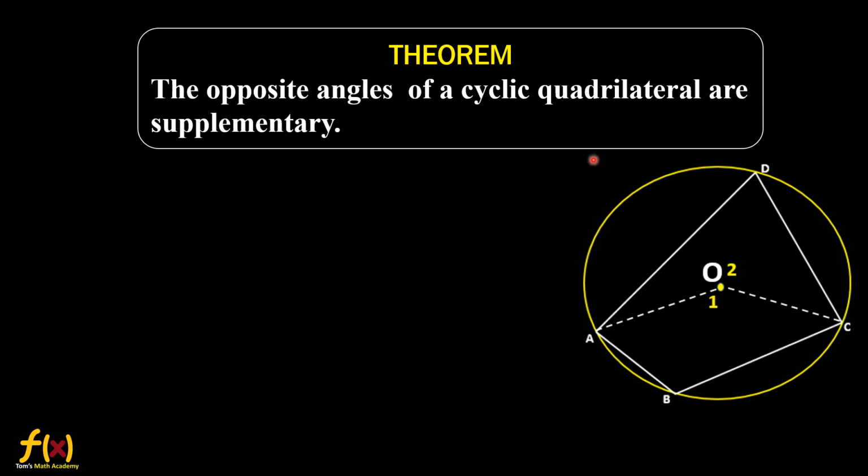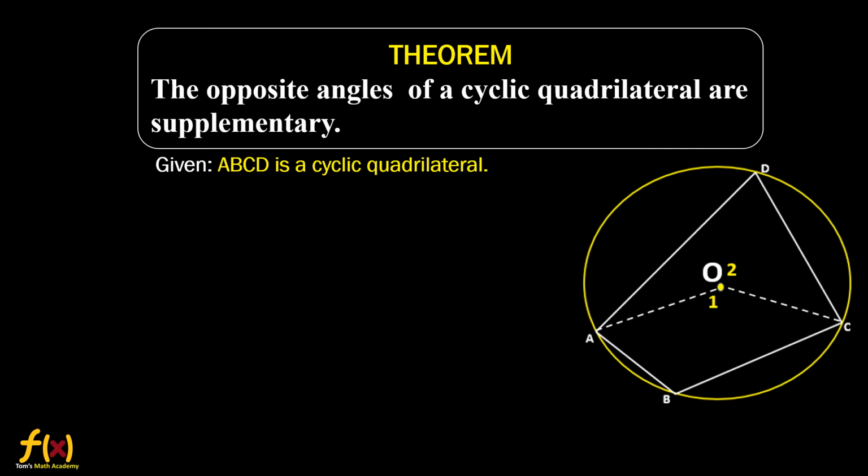The opposite angles of a cyclic quadrilateral are supplementary. What are the opposite angles here? Look at the opposite angles. Angle D and angle B are opposite. Supplementary means the sum of these two angles must be 180 degrees. Or angle A and angle C are opposite angles. They must also be supplementary. Angle A plus angle C must be equal to 180. So that is the theorem.